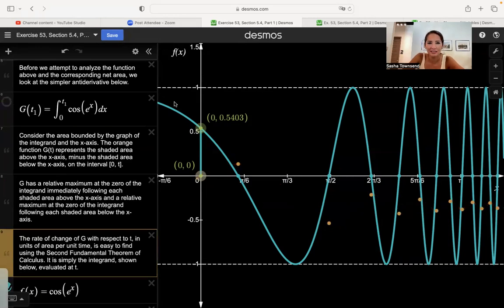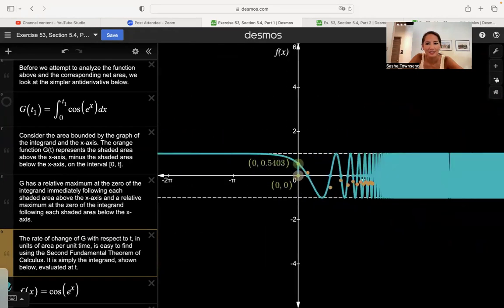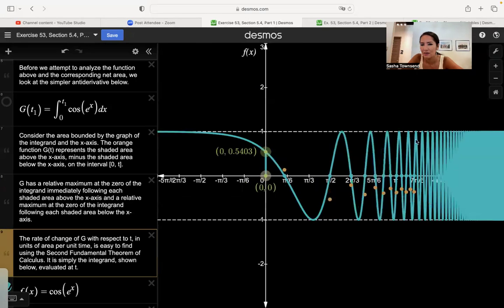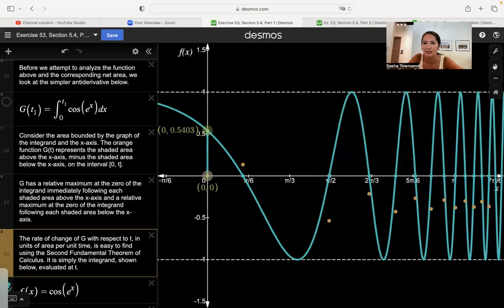So cosine of e to the x is this function. And as I said, the zeros are sort of far apart at first, and then they get closer and closer together as t increases. If we zoom out, that's what it looks like. Now, the y values are always between -1 and 1, because this is cosine of e to the x. So the cosine values still oscillate between -1 and 1, but they're oscillating faster and faster as x goes to infinity. So as x gets larger and larger, those zeros are closer and closer together.